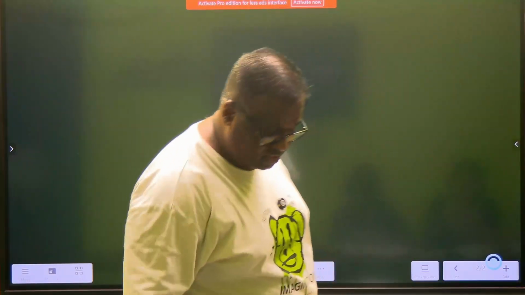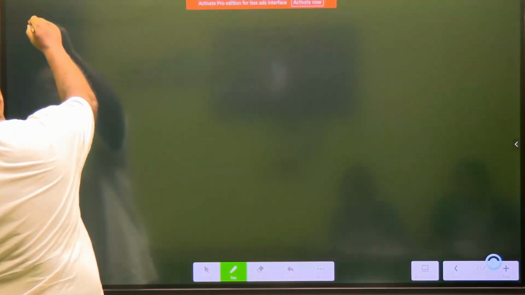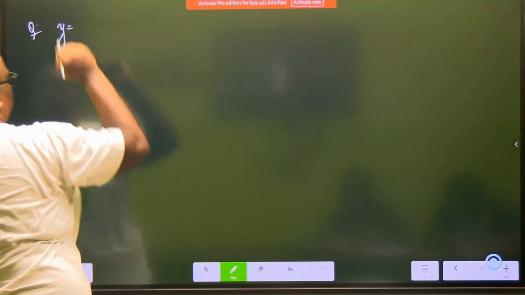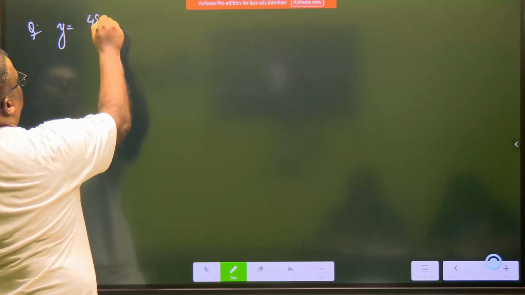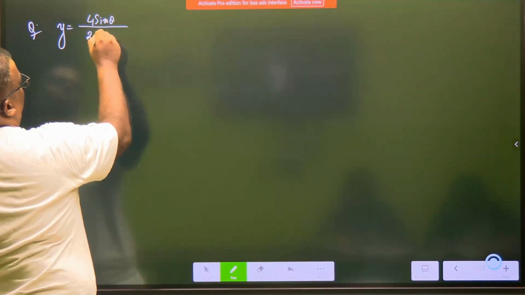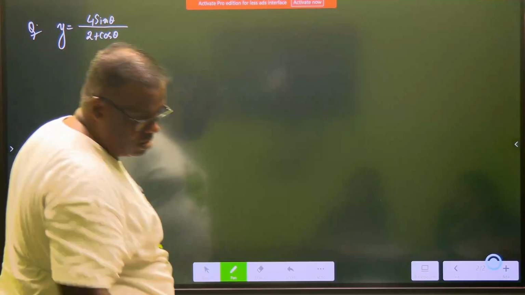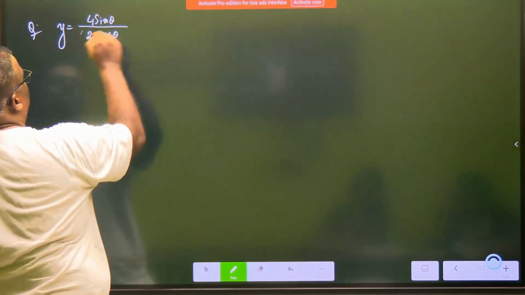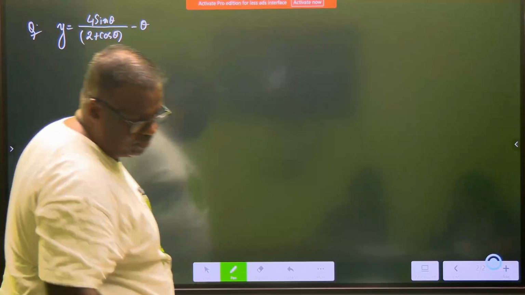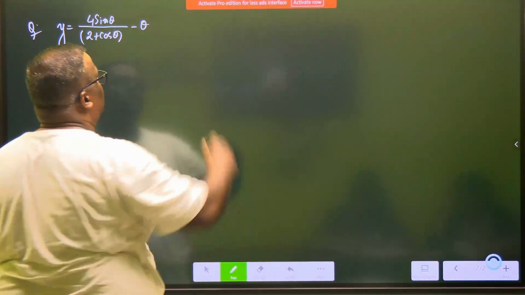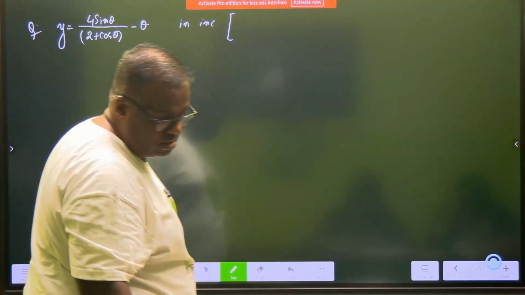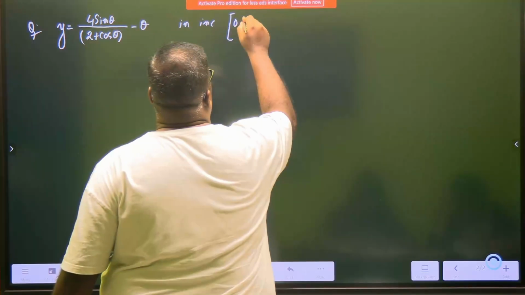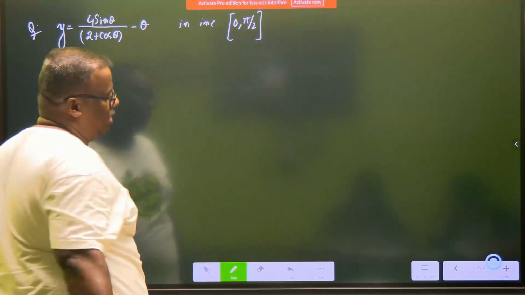Okay, next. Trigonometry is starting now. Question: Prove that y equal to 4 sin theta divided by 2 plus cos theta, minus theta, is an increasing function of theta in the interval 0 to pi by 2. We have to show that in this interval it is increasing.